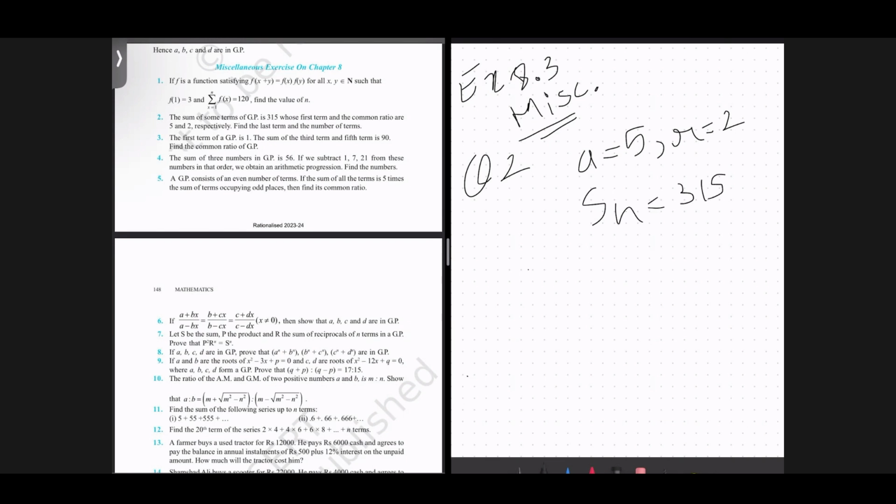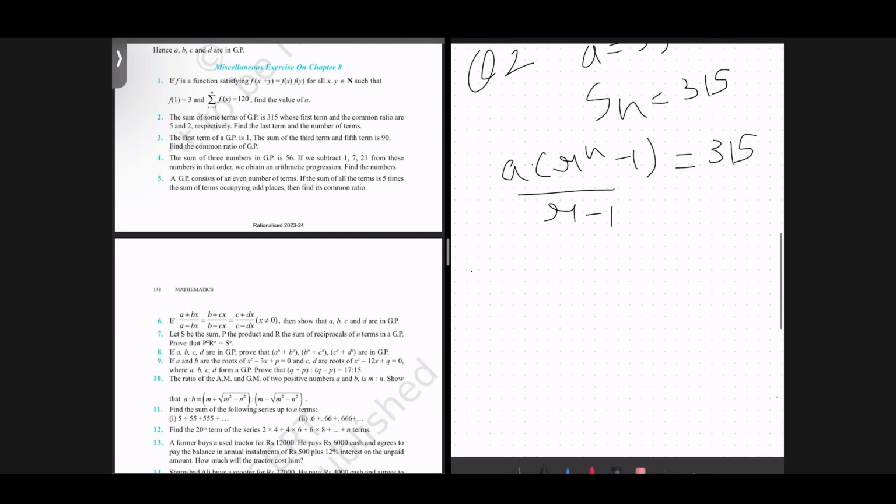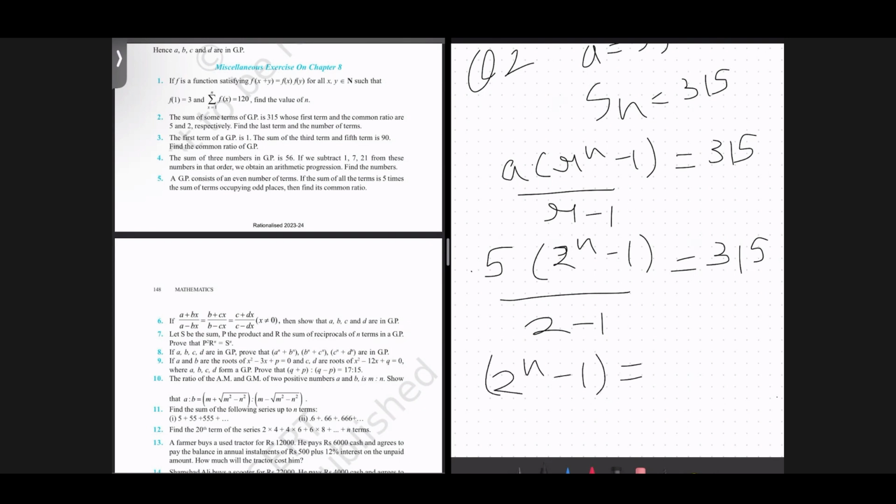So the summation of n terms is going to be a(r^n − 1)/(r − 1), and that has been told to us as 315. So a, the first term of the sequence, is 5. We know that r is 2. Here we have (2^n − 1)/(2 − 1) and we have 315 right here. So 2^n − 1 equals 315 upon 5. This gets divided, and what you're left with is 63.